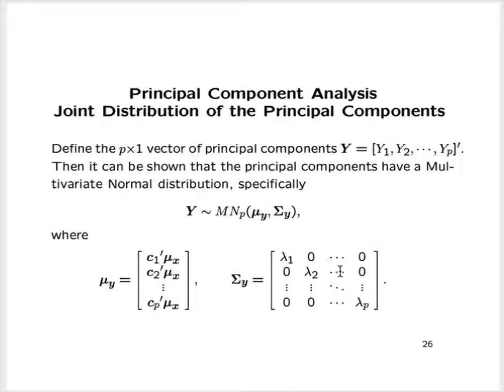They have covariance 0. Down the diagonal, we have the variances of the principal components. So the variance of y1, again, is lambda 1, the largest characteristic root of the covariance matrix of the original response vector. Lambda 2 is the variance of y2, and so forth down to lambda sub p.